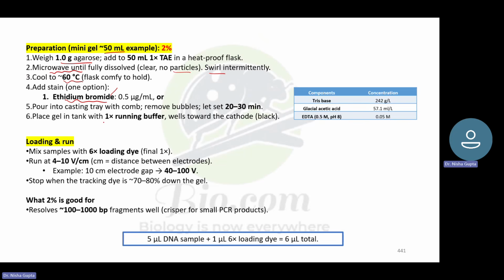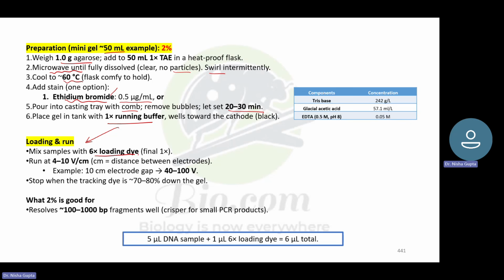For this reason, we do not discard our gel anywhere, like in the sink, because it has a carcinogen, ethidium bromide. The concentration is 0.5 microgram per ml. After that, you will place your comb in the casting tray and pour all of your gel, which has ethidium bromide properly mixed in it, into the casting tray. After waiting about half an hour your gel will be solidified, and you will pour 1x running buffer, then load and run the gel.